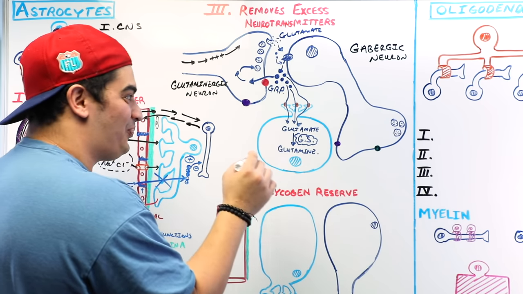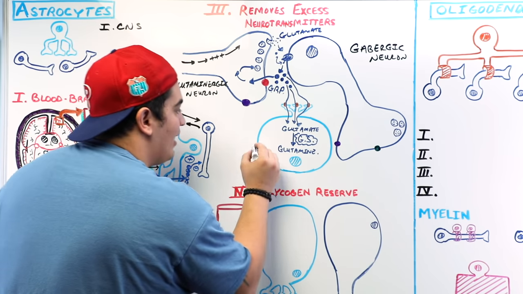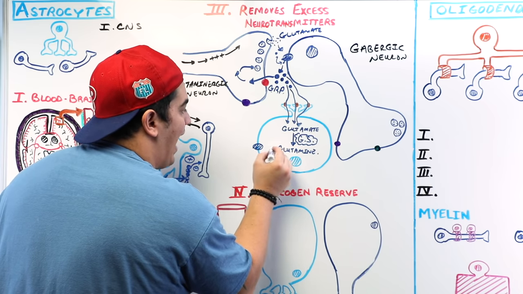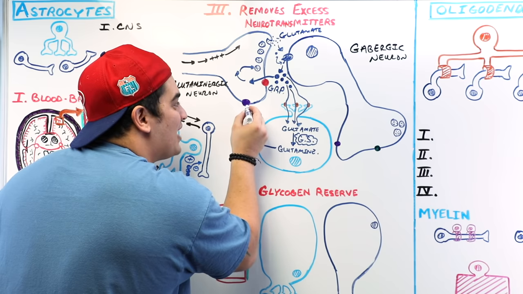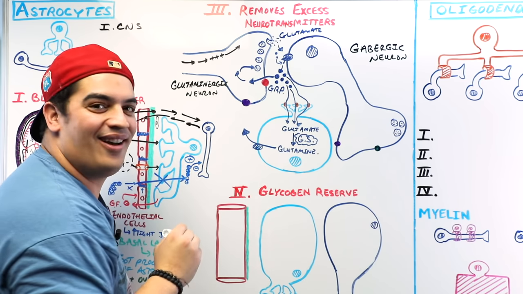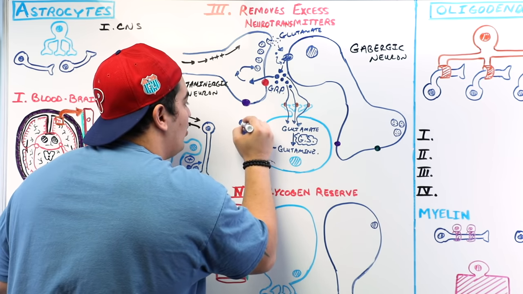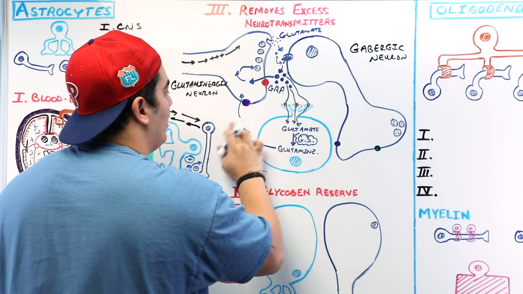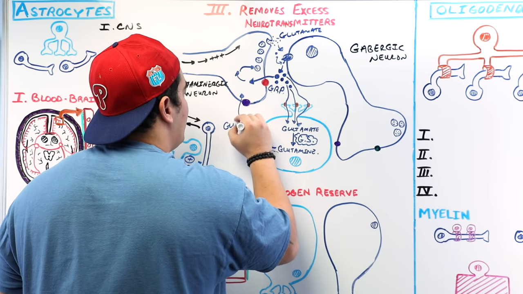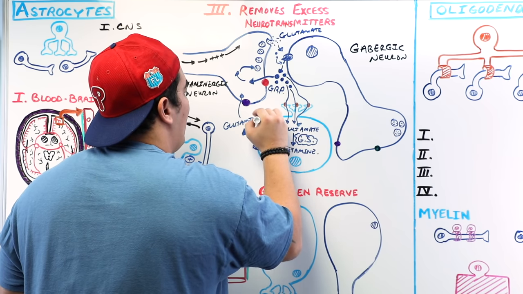Now, here's what's cool, okay? That glutamine can then be transported out of this astrocyte, and then guess what? There's a glutamine transporter present on this neuron. We're gonna take that glutamine, transport it back in. Let's actually write here, glutamine. It's going to take that glutamine that it synthesized and put it back into this neuron.